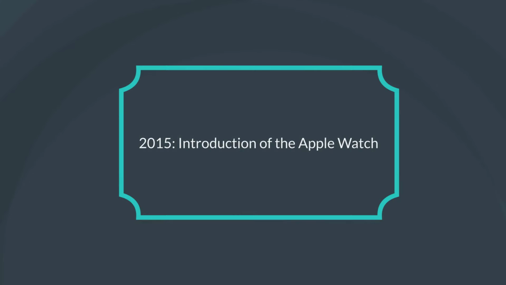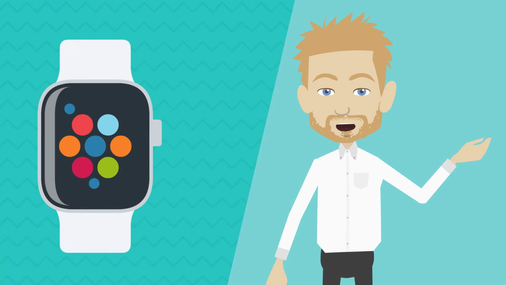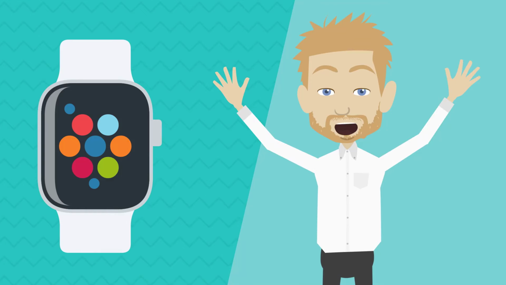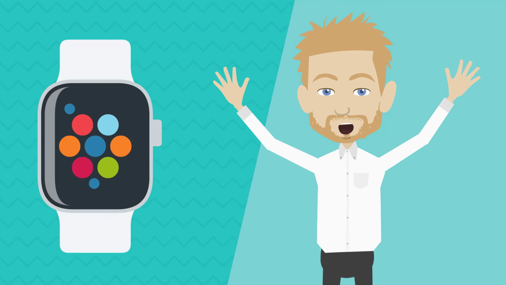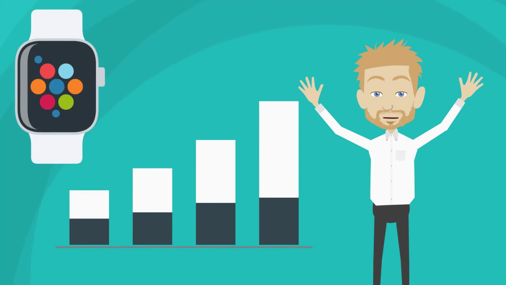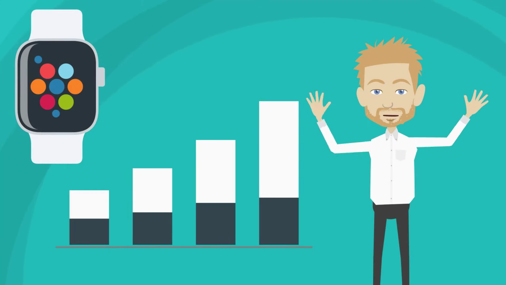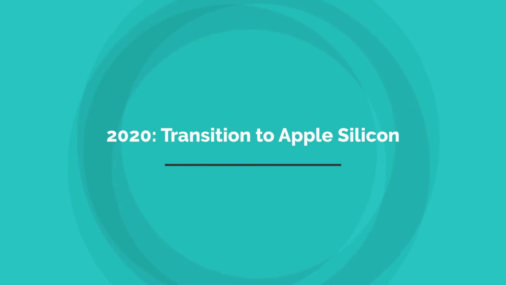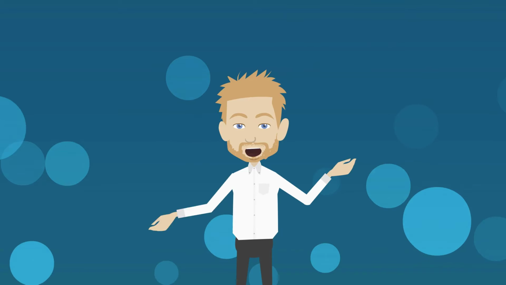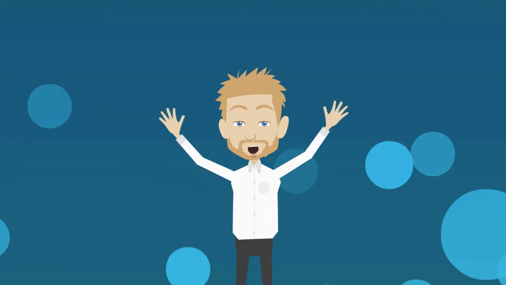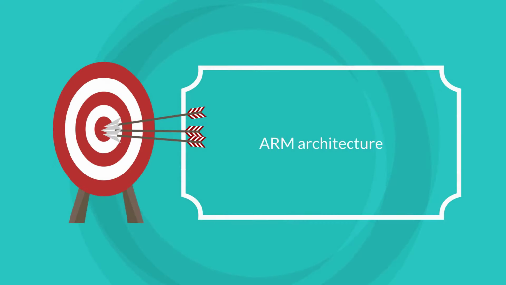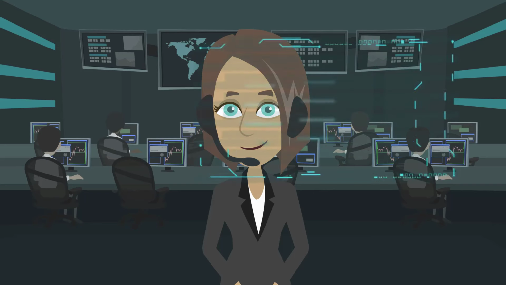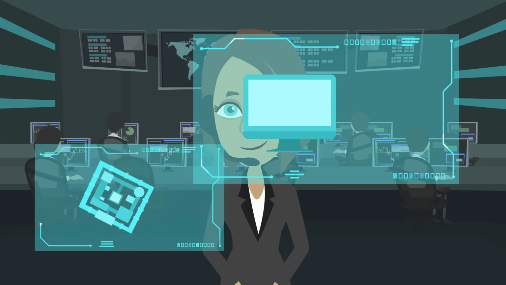2015, introduction of the Apple Watch. Apple unveiled the Apple Watch, a wearable smartwatch that integrates with the iPhone and offers health and fitness tracking, notifications, and other features. The Apple Watch expanded Apple's product lineup into the wearable technology market. 2020, transition to Apple Silicon. Apple announced plans to transition its Mac lineup from Intel processors to custom-designed Apple Silicon chips based on ARM architecture. This move is expected to provide performance, efficiency, and integration benefits across Apple's product ecosystem.